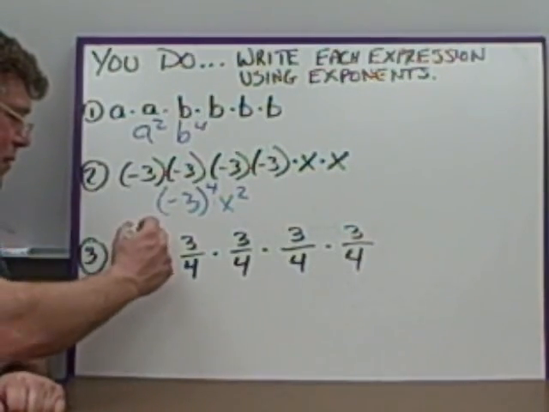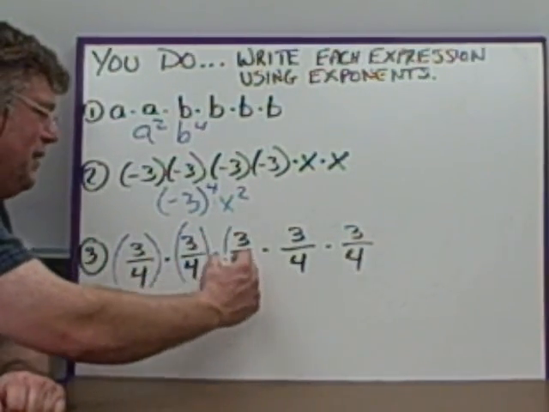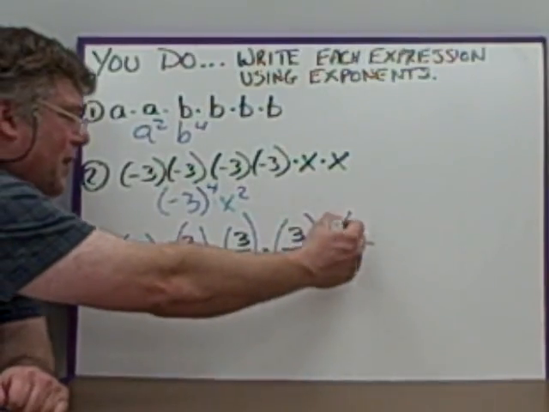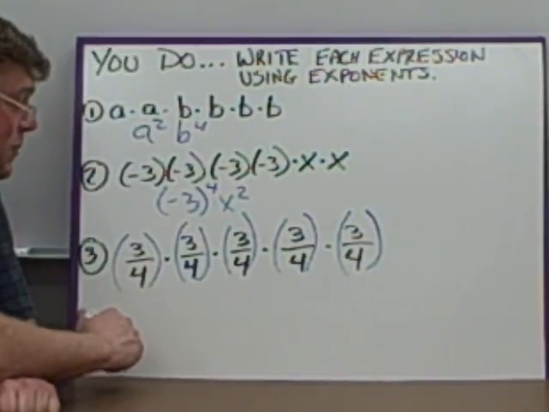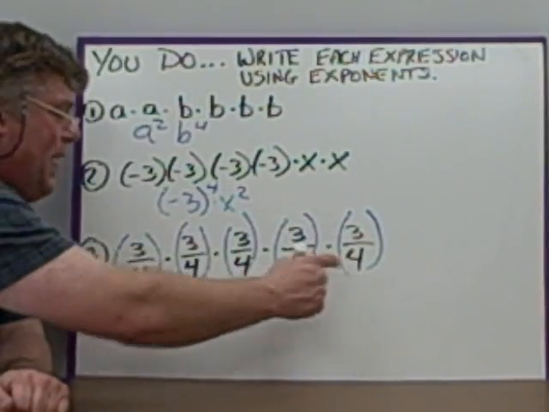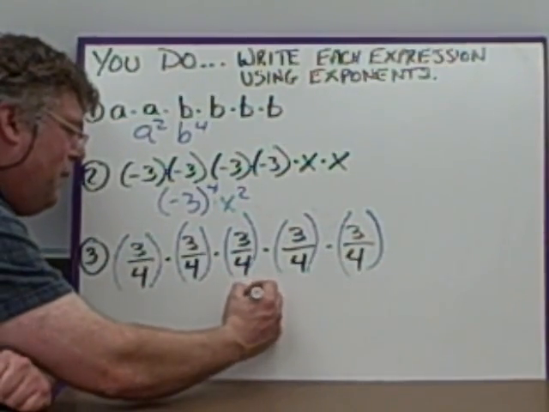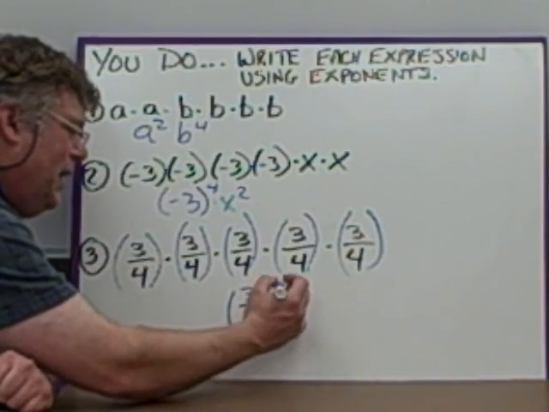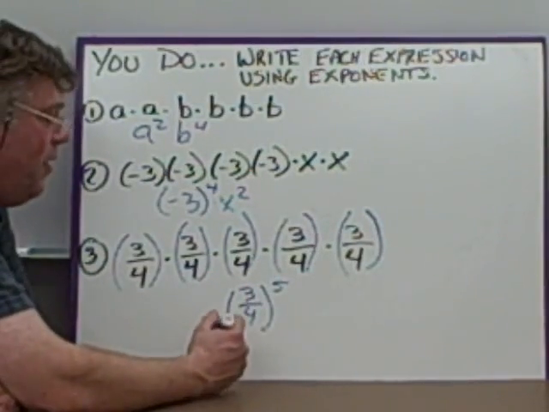Now the fractions here, you may have been confused by this because they are fractions. Well, you could just as easily put these things in parentheses like this, which means you have 3/4 being multiplied by itself 1, 2, 3, 4, 5 times. So you have 3/4 in parentheses to the 5th power.